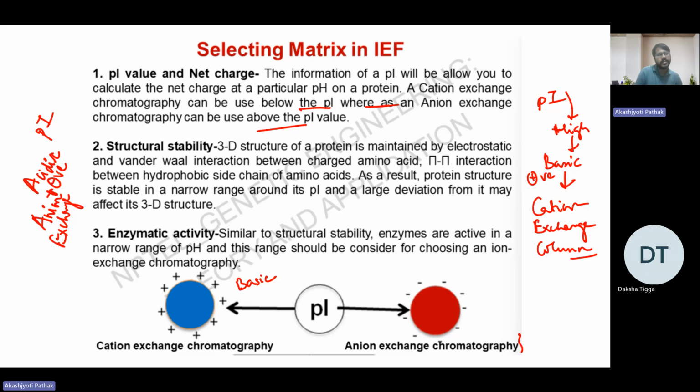You also need to know the pH of the buffer. The pH is important, isn't it? Because the pH will determine the charge on the protein. If your pH is less than pI, your protein will be positively charged, and if your pH is greater than pI, then your protein will be negatively charged.